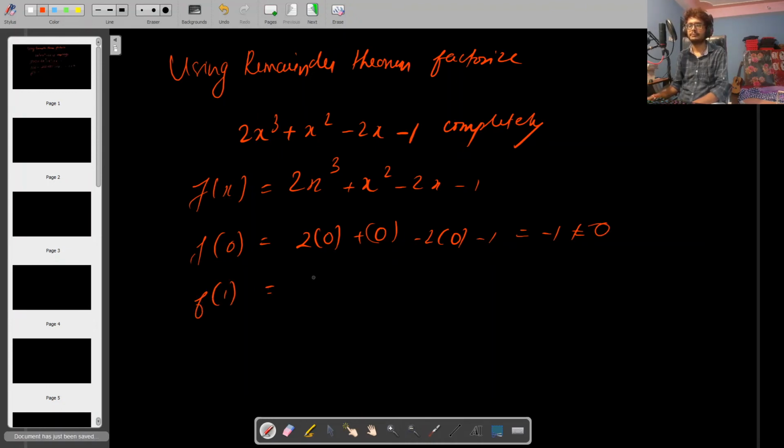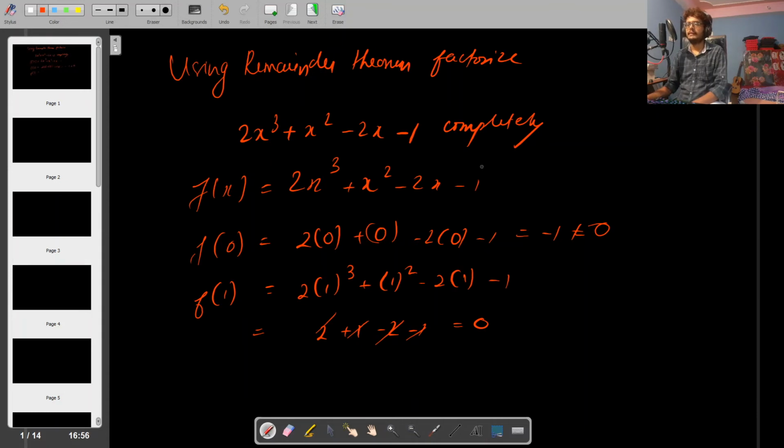So let's try 1. 2 into 1 cube plus 1 square minus 2 into 1 minus 1, which is equal to 2 plus 1 minus 2 minus 1, which is equal to 0. 2 and minus 2 cancel, plus 1 and minus 1 cancel. Therefore, this thing can be factorized. It gives no remainder when x equals 1, which basically means x minus 1 is a factor. So this is the first part of the question.